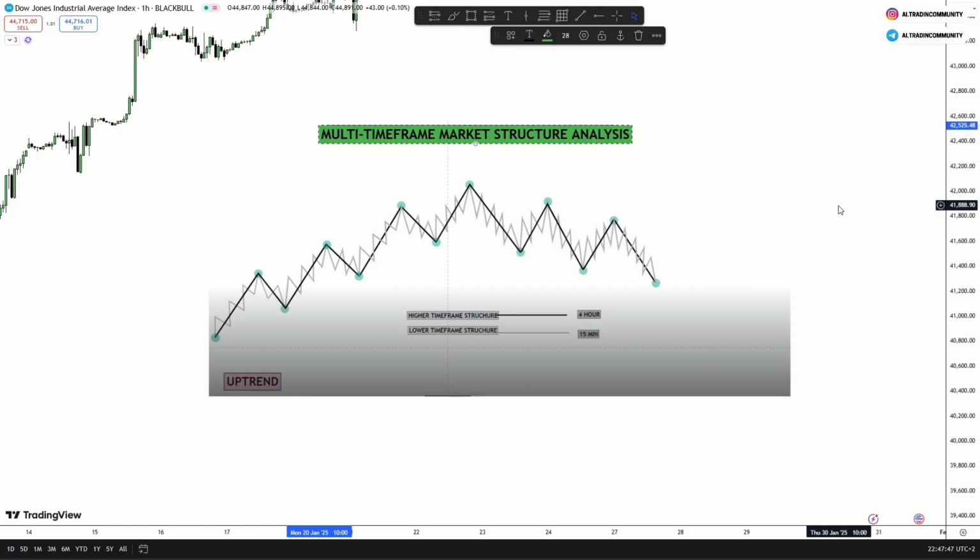So this is one of the major topics in technical analysis, and we are going to talk in depth about market structure analysis, and I'm going to say that this is really, really important.